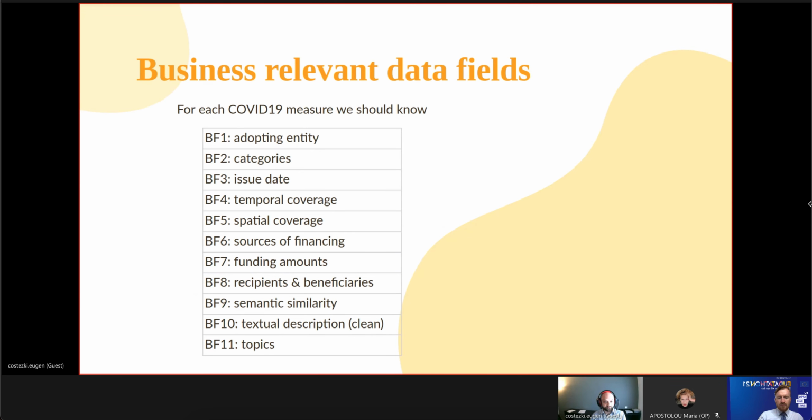And then, of course, BF10, the textual description, the actual human readable, understandable description of the measure, whereas BF9 and BF11 are more technical features, though very relevant in order to establish similarity between the measures and to see what the emerging topics are over time. So even though they are technical, they are relevant from the business point of view.